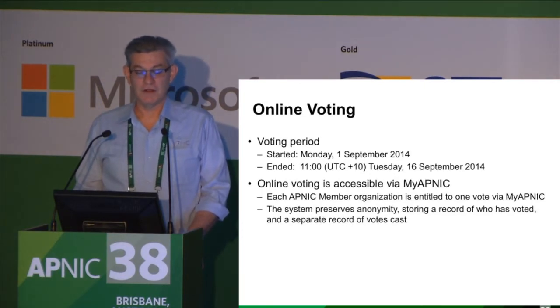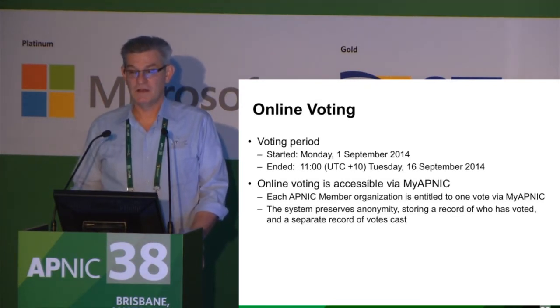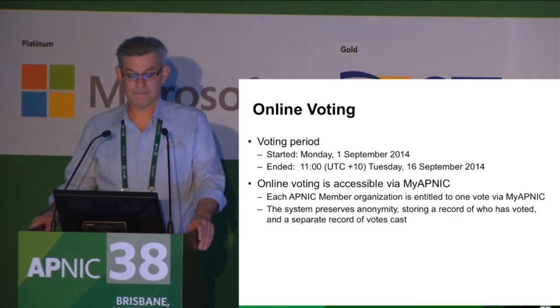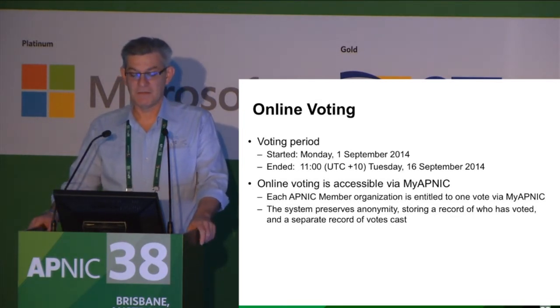The online voting period ran from Monday the 1st of September and ended on Tuesday the 16th of September. It was accessible via My APNIC, and each member organisation had 1 vote. The system preserves anonymity, storing a record of who has voted and a separate record of votes cast.